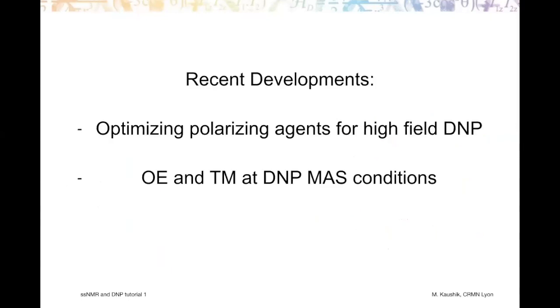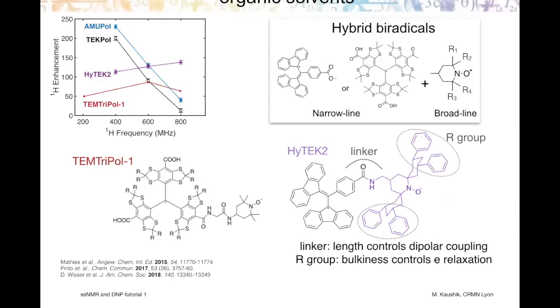Here I am now moving from what we know as DNP mechanisms, solid effect and cross effect for MAS DNP. Recently, there have been developments in terms of polarizing agents and in terms of the DNP mechanisms. Let me first go with polarizing agents. Here what we are looking at is hybrid biradicals.